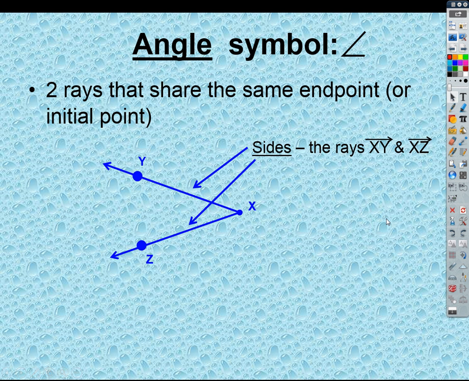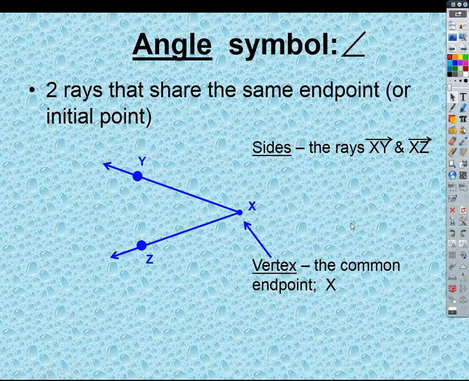Okay. So we call the two rays the sides of the angle. So they sort of enclose the angle. And the common initial point we call the vertex. Okay, so that's sort of the anatomy of an angle. That's it. Two sides and a vertex make an angle.